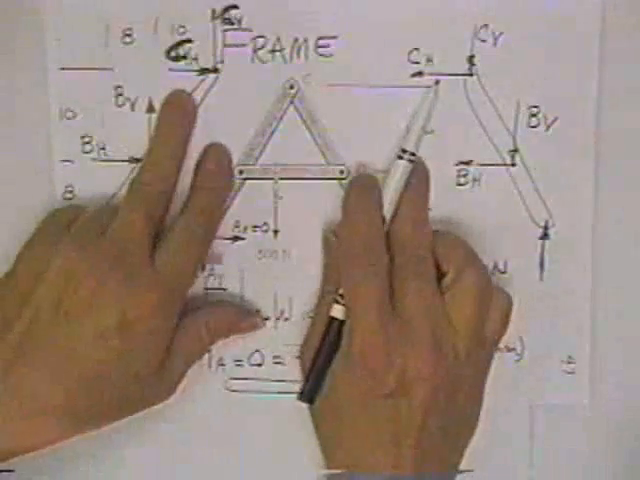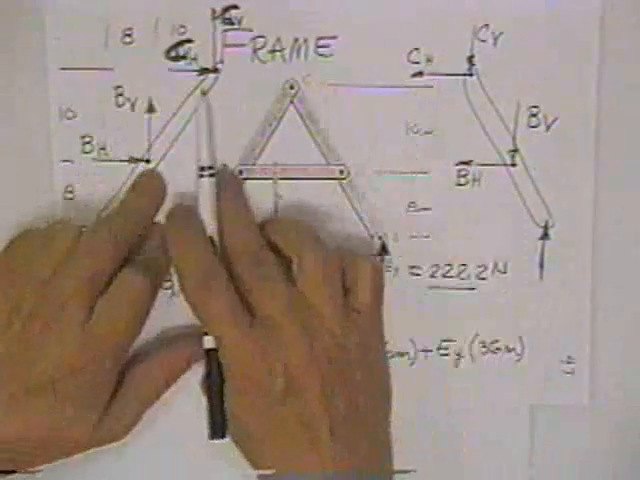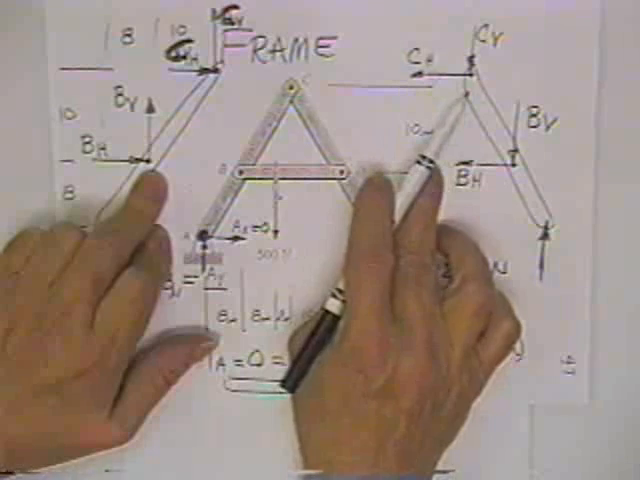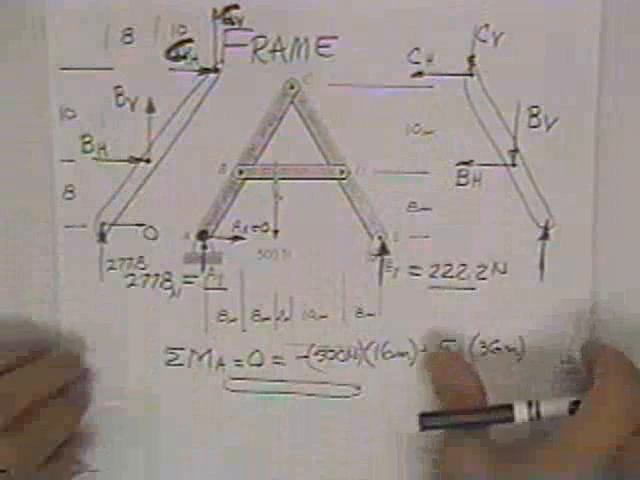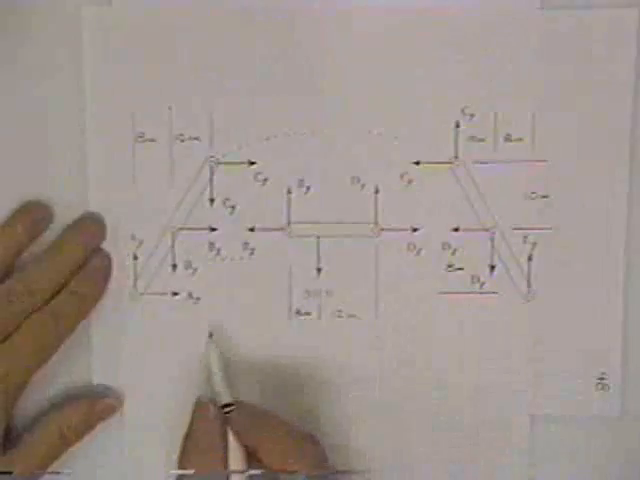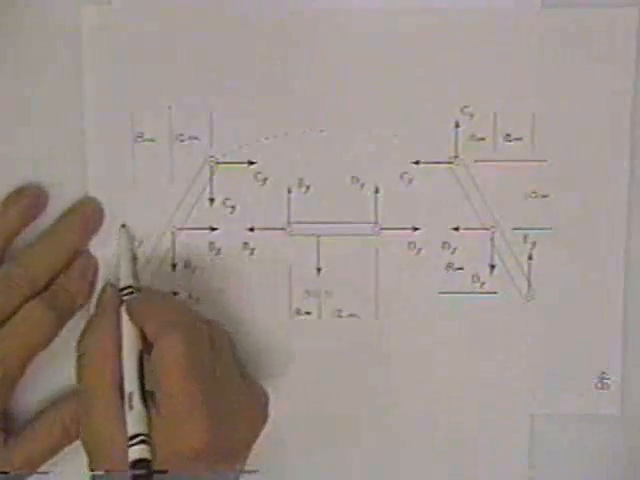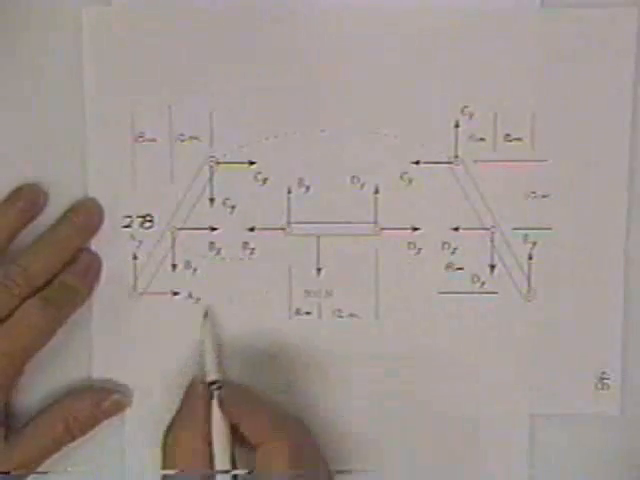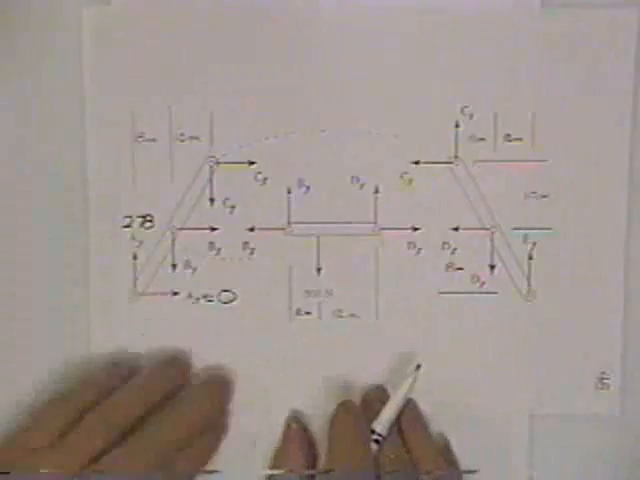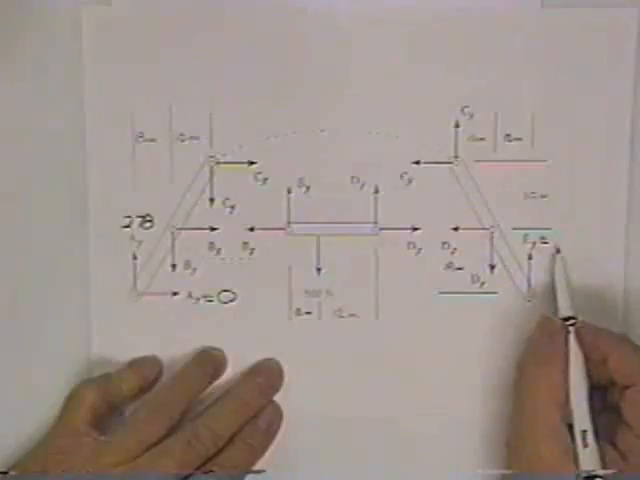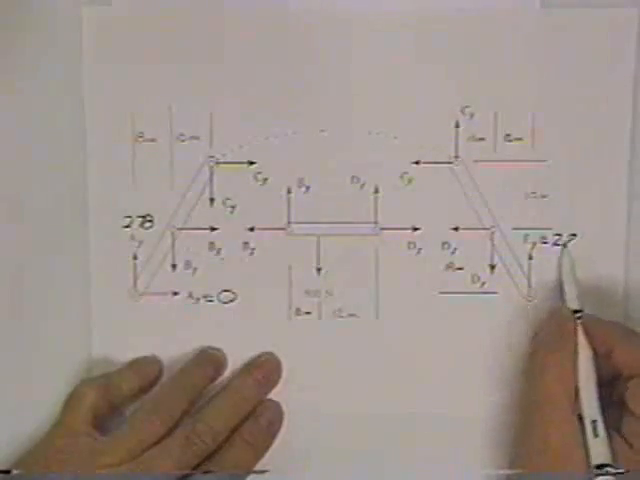Then why do these not match? The reason is because if this goes to the right on this member, it goes the other way on the other member. From then on, it's simply a matter of putting everybody in equilibrium. You have found that this number is 278, pretty close. You have found this number is 0. You have found this number is 222.